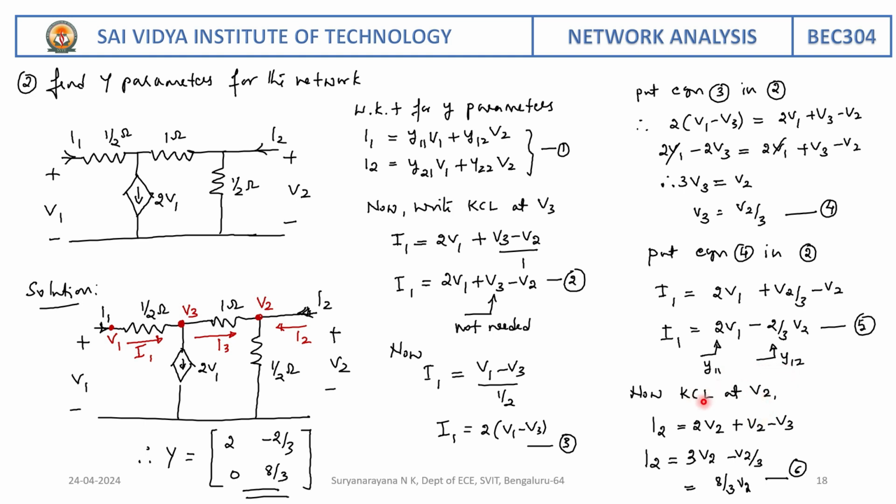Now write KCL at V2, that is nothing but I2 is equal to V2 by half, which is 2V2, plus V2 minus V3 by 1 ohm. So what is V3? V3 is V2 by 3. Substitute here, simplify, and we'll get 8 by 3 V2.